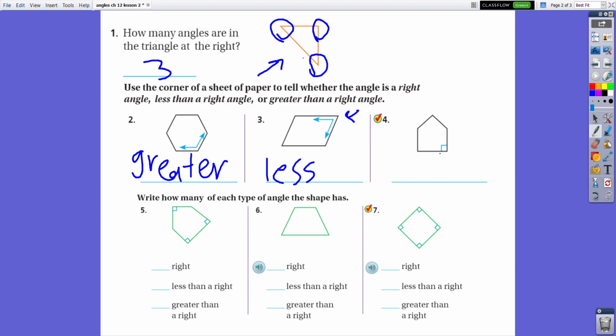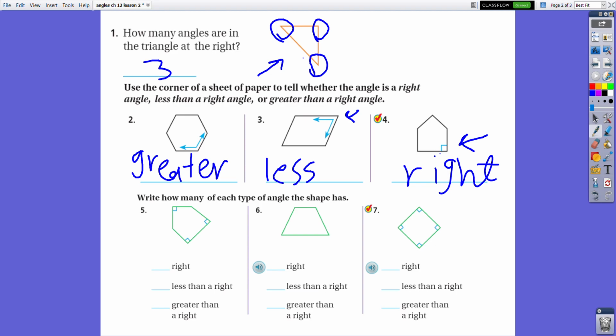Look at number 4. Look at this corner. Now, this corner has this little sign, as we said, our clue. What is the clue here? It's the little square. So as I said before, when you see this little square, that means this is a right angle without even thinking. This is a right angle. Okay?